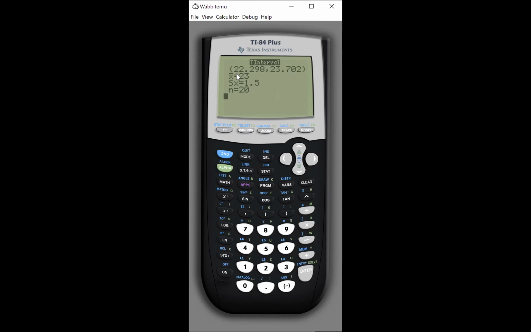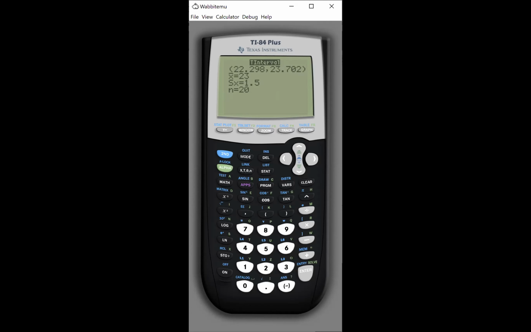All right. So if you look at it, with the TI-84, we get 22.298, which if you round up, you get 22.3. And then you get 23.702. So if you look at this answer and the answer that we got, it is pretty close. It is off because of rounding error. All right, but that's how you deal with the TI-84. Any question for the TI-84?